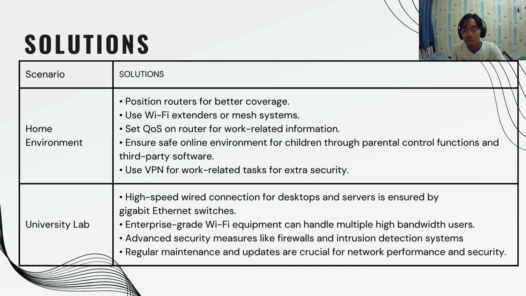Okay, for the last solution for the UCT lab is maintenance and update. Network in security lab environment should undergo regular maintenance, including the firmware update, security patch, and system optimization. Okay, this ensure that the network infrastructure remain up to date and resilient against emerging security threats.